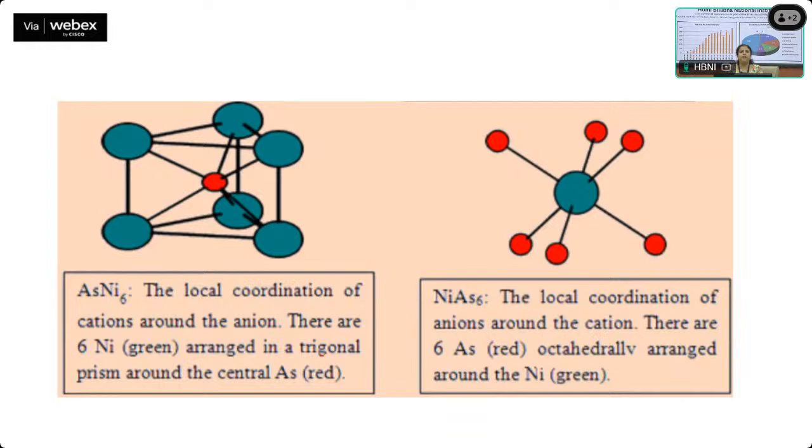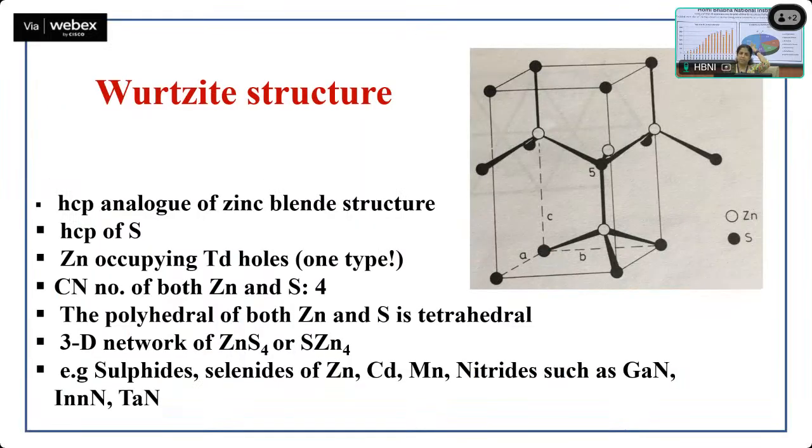Again, I've tried to show the polyhedron of the arsenic, which you can see is a trigonal prism where the upper triangle and the lower triangle are eclipsed on each other, while this is the polyhedron of the nickel, which is occupying the octahedral hole. So the arrangement of atoms is in the form of two triangles which are staggered. That is an octahedron.